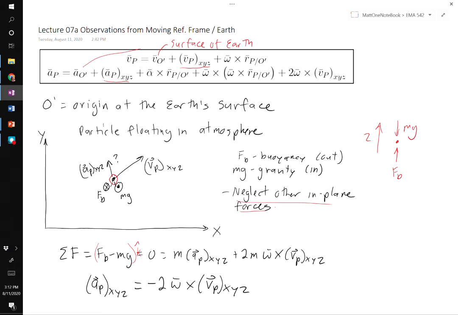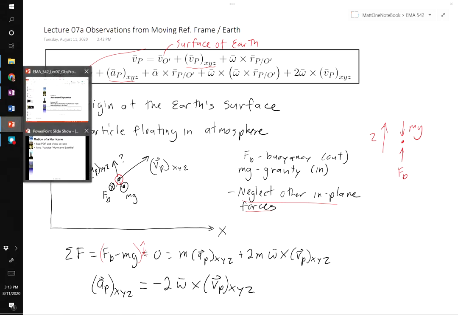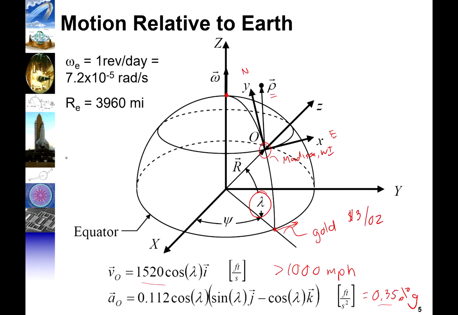Okay, so if we do that, what we find, the sum of the forces is always equal to mass times acceleration. And if we go up into this equation up here, this is our position of our particle relative to the origin of the Earth. And if you recall, back in this picture here, we used the radius of the Earth, which is almost 4,000 miles, to figure out what our velocity is relative to the center of the Earth, right?